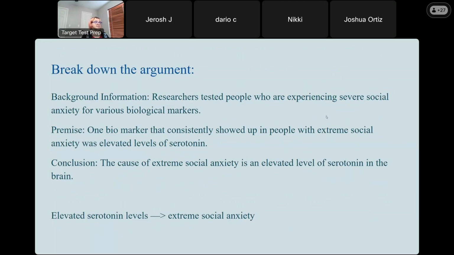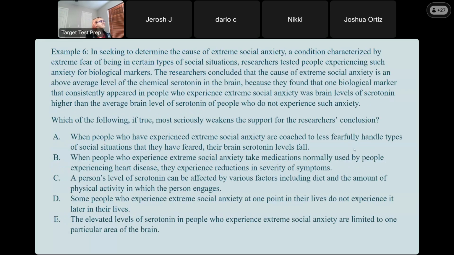So researchers tested some people who are experiencing severe social anxiety for various biological markers, and the one marker that consistently showed up in people with extreme social anxiety was elevated levels of serotonin relative to people without social anxiety. So the cause of the extreme social anxiety is an elevated level of serotonin in the brain, and here's our cause and effect. Elevated serotonin levels lead to extreme social anxiety. Let's look at our answers.